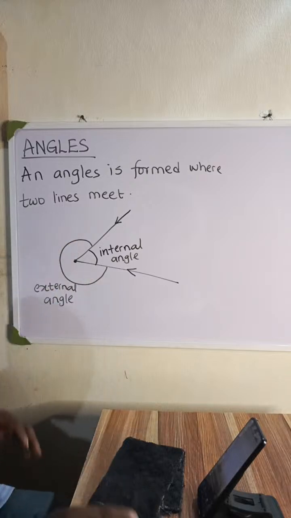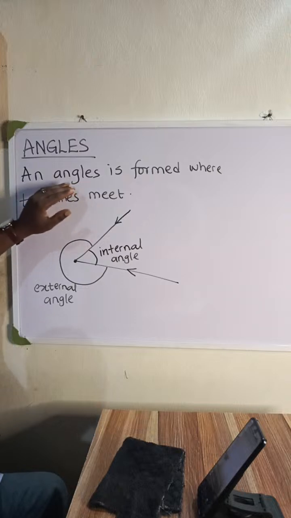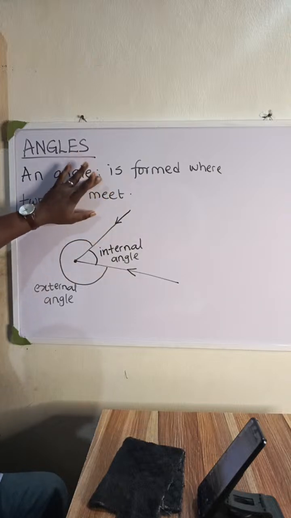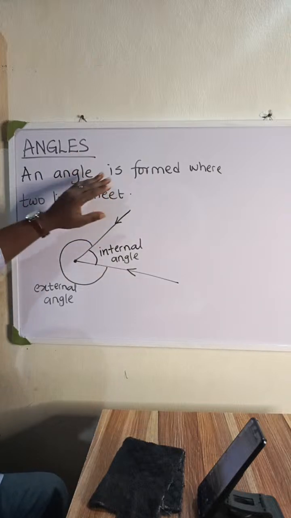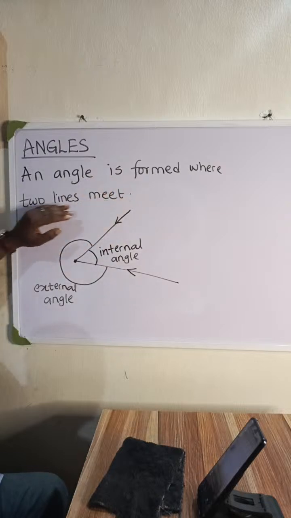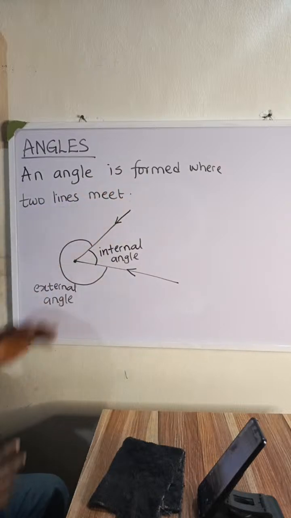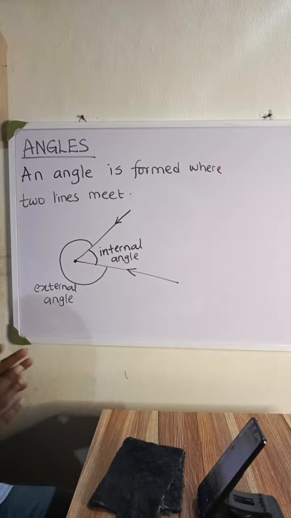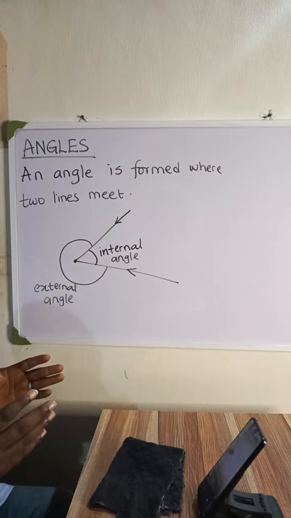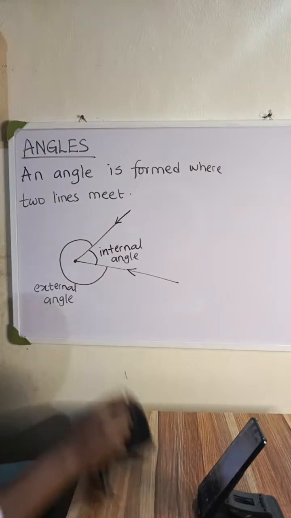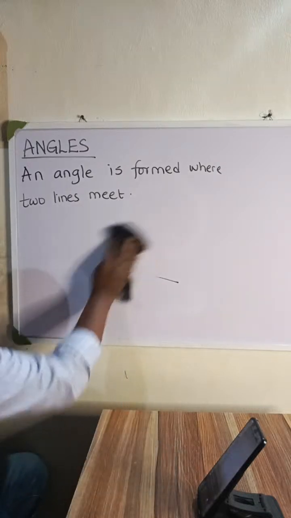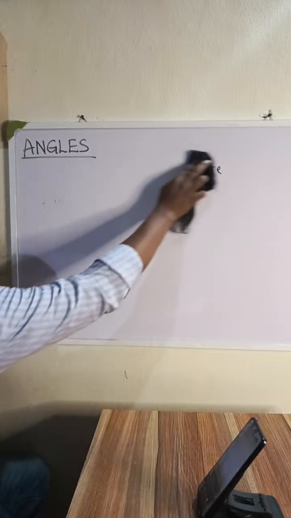So we have seen that an angle is formed where two lines meet. Next, we need to look at types of angles.